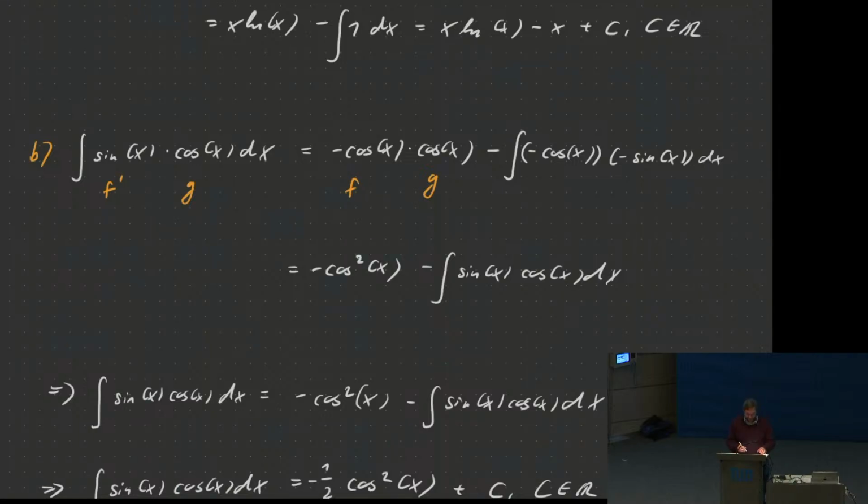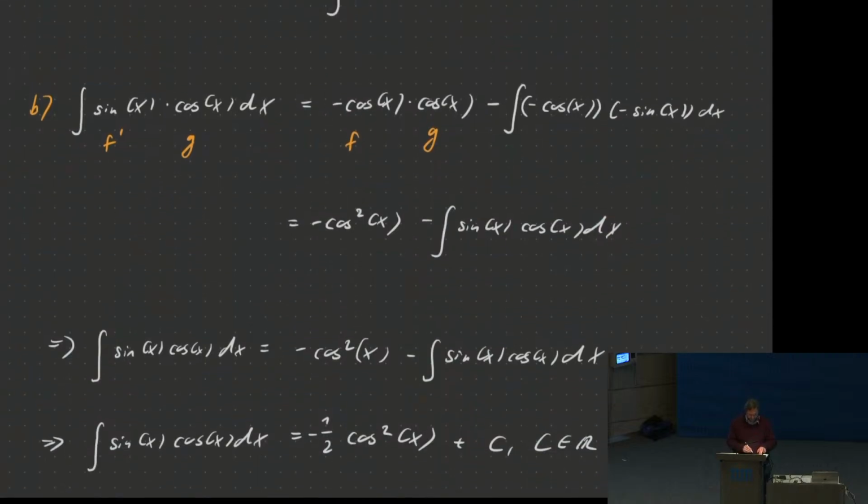And the nice thing is, there's a minus in front of this now. So that means you can just take this to the left. Right? If you do this, you get this integral 2 times on the left equals minus cosine squared. And suddenly you have an equation that you can solve for the integral. And if you do that, this is the result that you get. So using this trick, you were actually able to solve that integral without explicitly integrating something, basically.